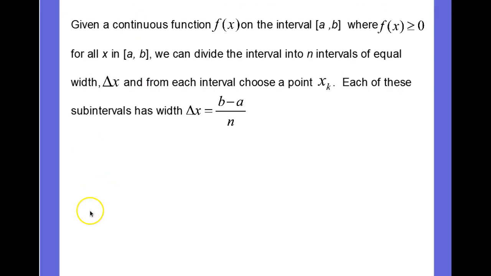So just to formalize the notation for what we've been talking about so far, given a continuous function f of x on the closed interval from a to b, where f of x is greater than or equal to 0 for all x values on this interval from a to b, we can divide the interval into n subintervals of equal width, and we'll call that width delta x. And so from each subinterval that we partitioned into, we can choose a point, x sub k. And each of the subintervals has a width of delta x equals b minus a over n.